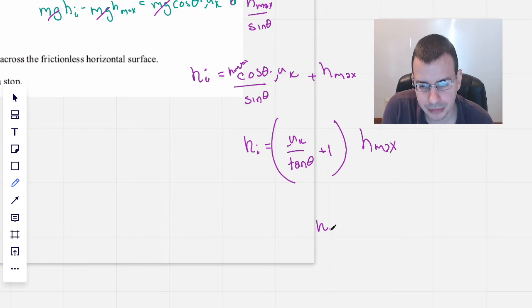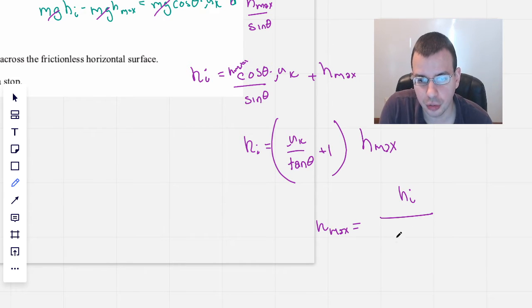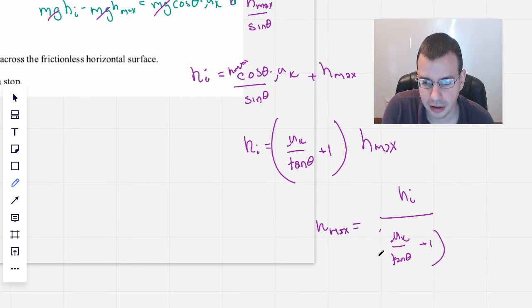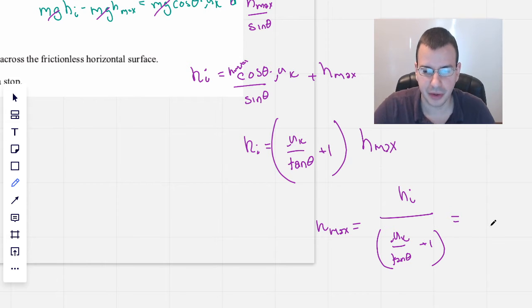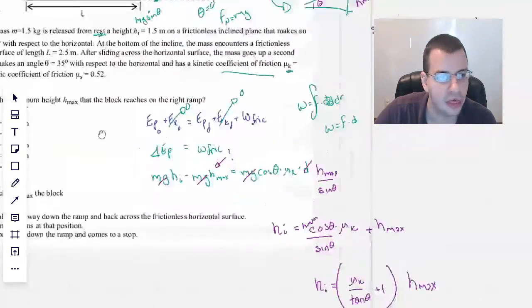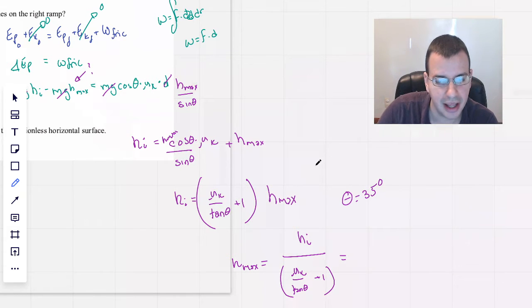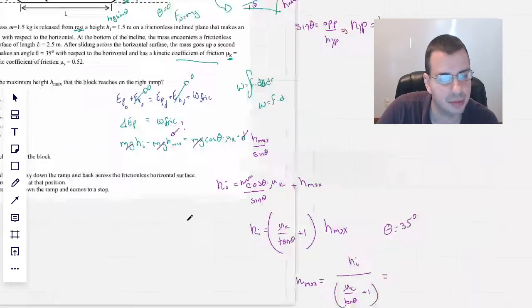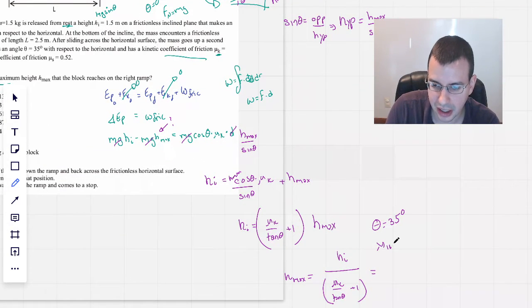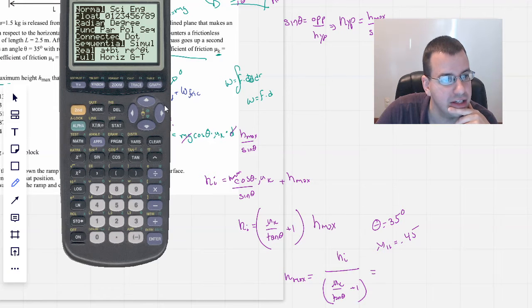Rearranging one more time, hopefully only one more time, we have h initial over mu k over tangent of theta plus 1. This is looking complicated. Okay? Can we do this? I think we can do this. And then theta we know equals, was it 35? 35 degrees. So theta is 35 degrees, and mu k is 0.45. Okay? Turn on the calculator, make sure we're in degrees.